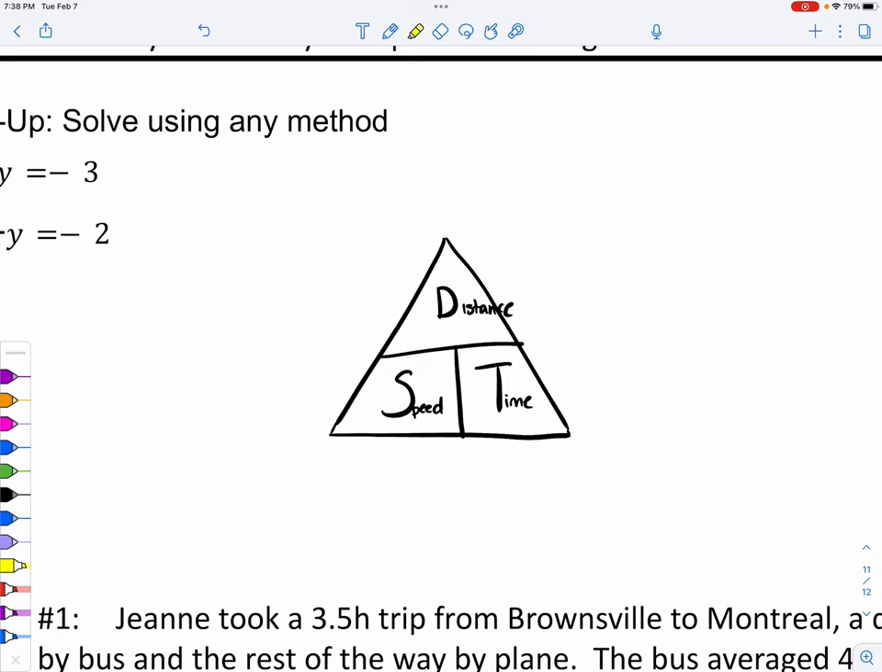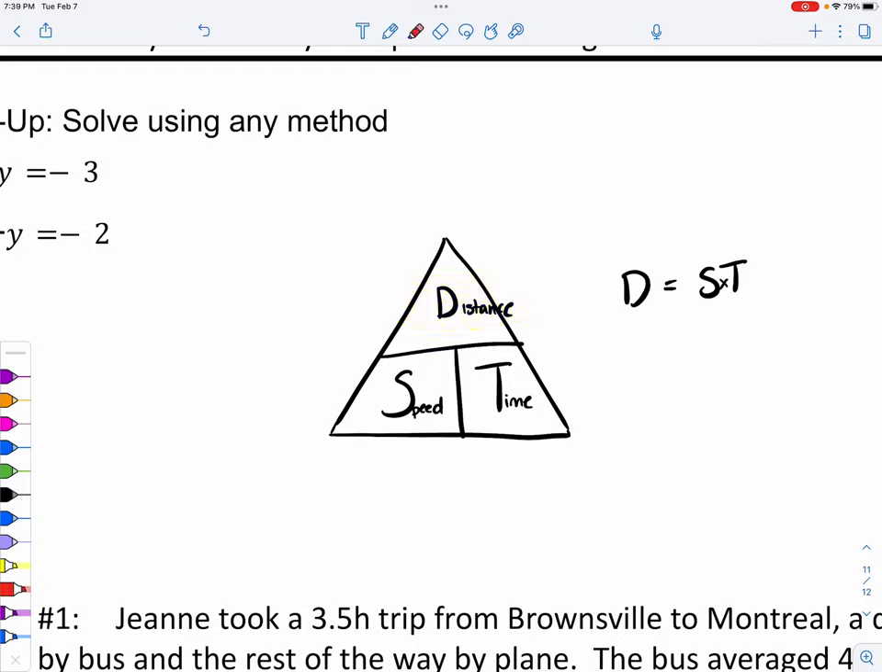If what you don't know is distance, so you're trying to calculate the distance, that's what we don't know. That means we have to have S and T. We need the speed and the time. S and T are beside each other, right? And when something's beside each other in math, that means multiply. So if you want to calculate the distance, it's always going to equal the speed multiplied by the time.